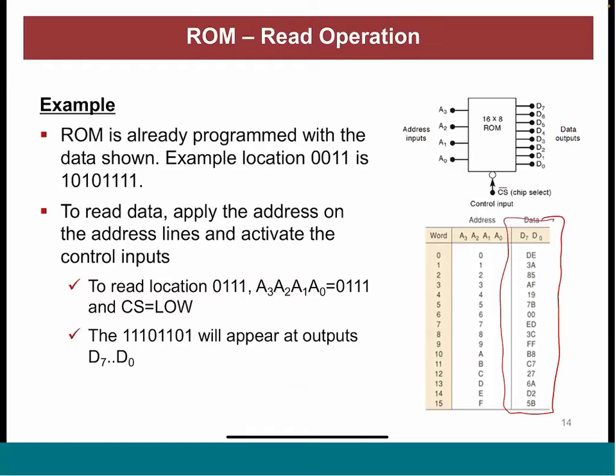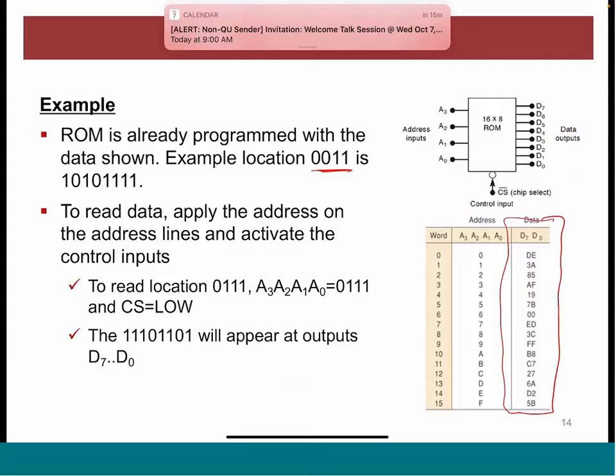For example, if you go to read this location, 0011, which is 3, right? So it's this location, 3. The content of this location is AF. So AF in binary is this one, right? This is F, this is A. So this is the content of this memory.